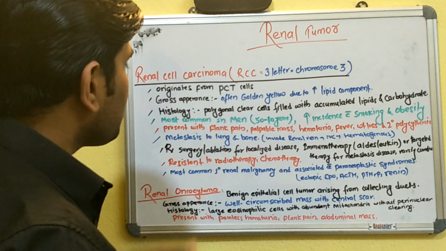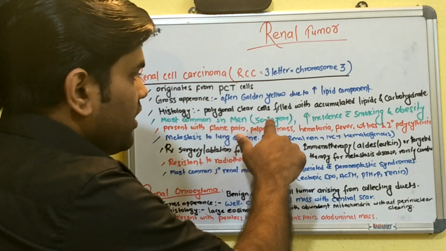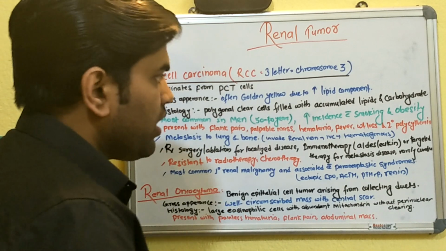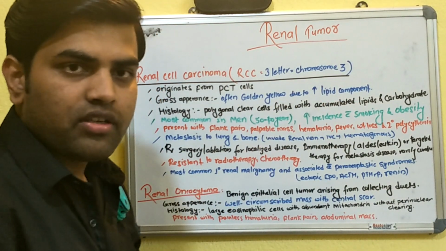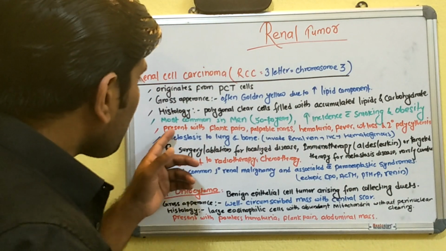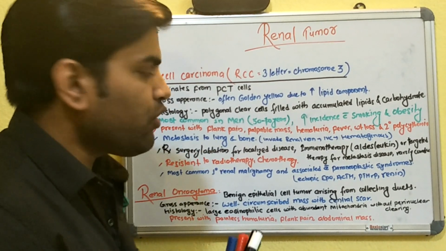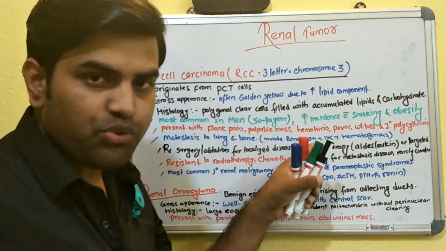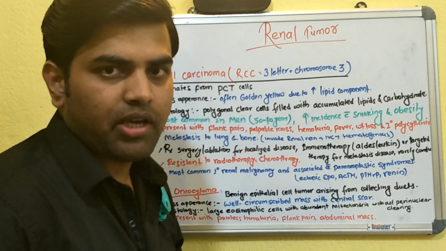Then it is more common in men. 50 to 60 years is the mean peak age of renal cell carcinoma. The incidence increases with smoking and obesity. Then what is the presentation? Presentation will be flank pain, palpable mass, hematuria, fever, weight loss, and secondary polycythemia.